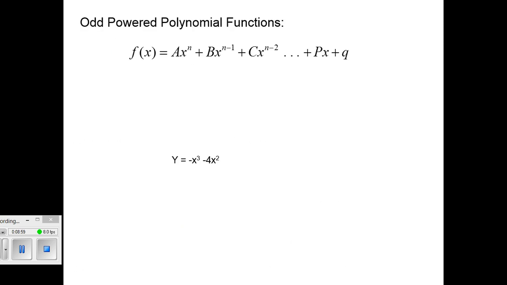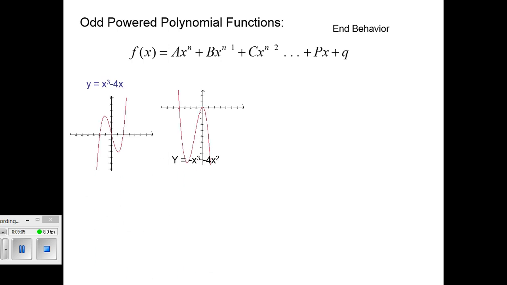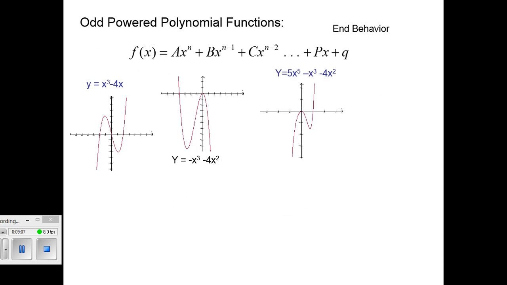Let's look at odd power polynomials, in terms of their end behavior. Here's a couple examples, and let's discuss them. Odd power: we have one end falling, one end rising. One end rising, one end falling. Always the case. One end goes up, one end goes down. That would be the case with the odd power.